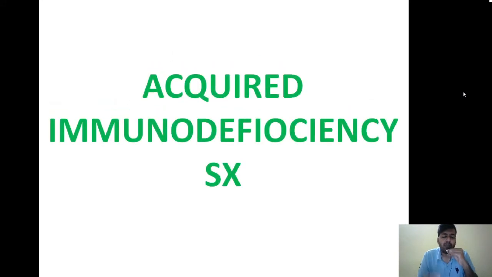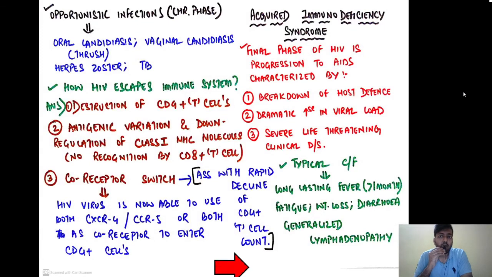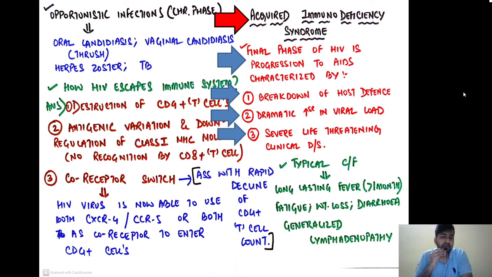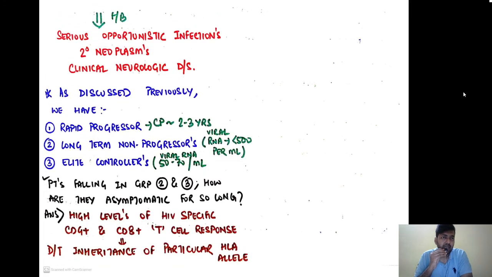Now we are going to see the last leg of today's lecture, that is acquired immunodeficiency syndrome. So what is acquired immunodeficiency syndrome? It is the final phase of HIV, and it is characterized by a breakdown of the host defense, a dramatic increase in the viral load, and severe life-threatening clinical disease. All the typical clinical features are a long-lasting fever lasting more than a month, fatigue, weight loss, diarrhea, as well as generalized lymphadenopathy. This is followed by serious opportunistic infections, secondary neoplasms, and clinical neurological disease.